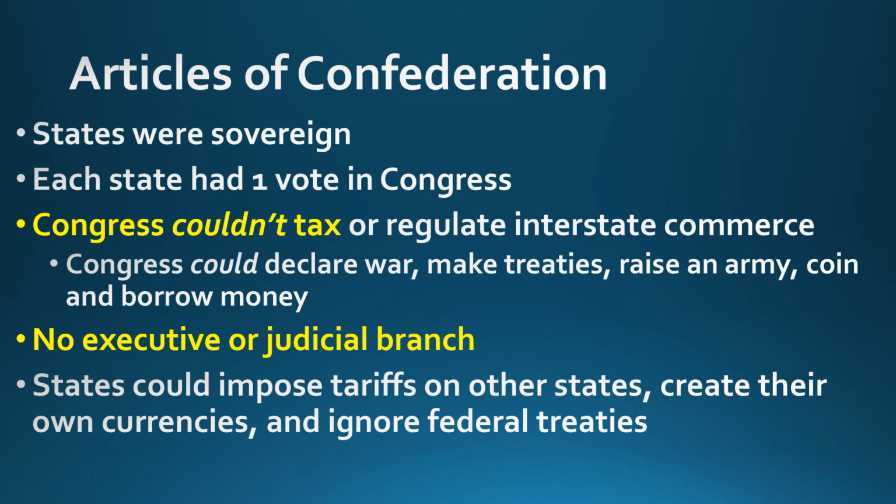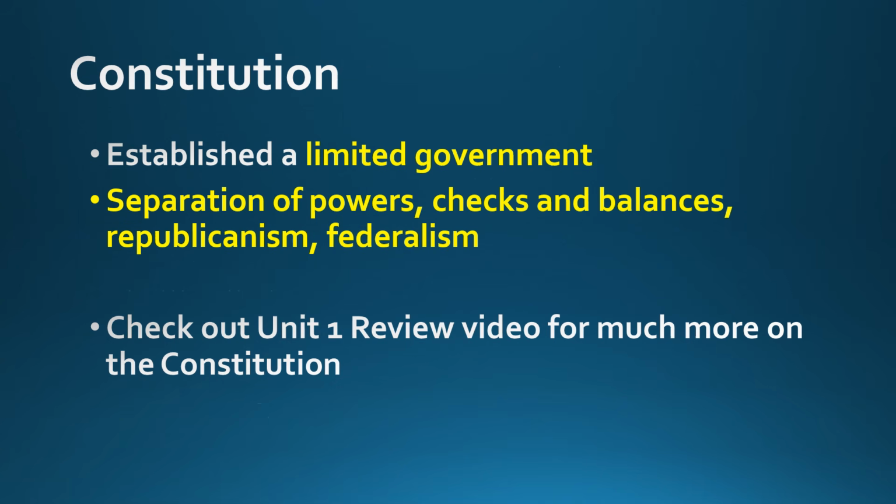So they were reliant on voluntary donations, contributions from the states. So they could tell them, hey, we're raising an army, we need this amount of money, but they couldn't actually enforce that. There was no executive or judicial branch at the national or federal level. So states were the ones who could impose tariffs on other states. States could also create their own money, and they could even ignore federal treaties. So again, states being sovereign here.